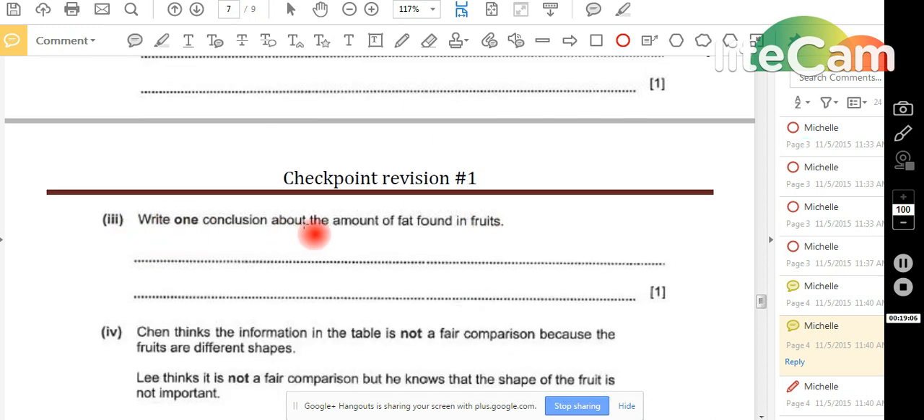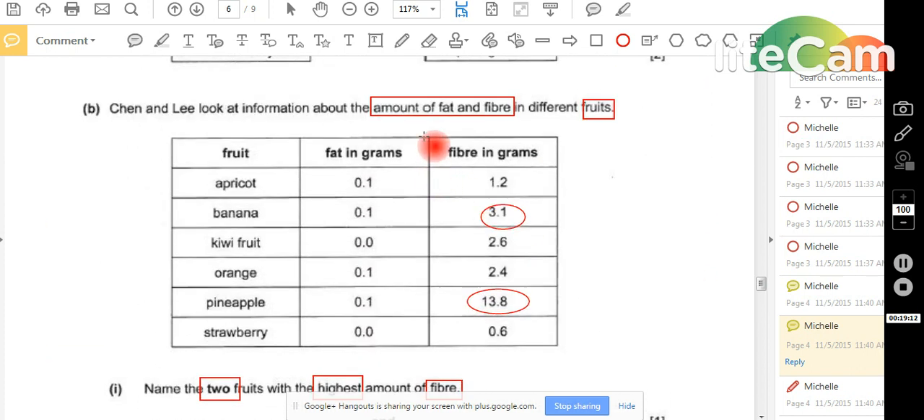Write one conclusion about the amount of fat found in fruits. So if we have a look here, what can they say as a conclusion? So you draw a conclusion from what you're seeing here. So what conclusion can we come to if we look at the fat content? There's almost like a pattern where you have 0.1, 0.1, 0.0, and then 0.1, 0.1, 0.0. So, like, there's very little fat in the fruits.